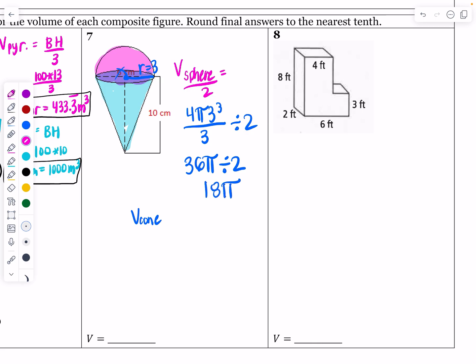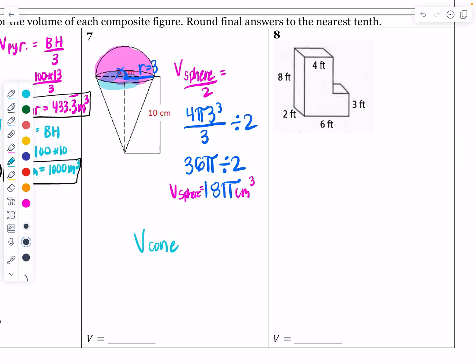So what is my volume of the sphere? Volume of the sphere is going to be equal to 18 pi centimeters cubed. Okay, so let's switch colors just because I don't love that all of a sudden it changed to blue. Okay, so then we're going to look at our volume of our cone.